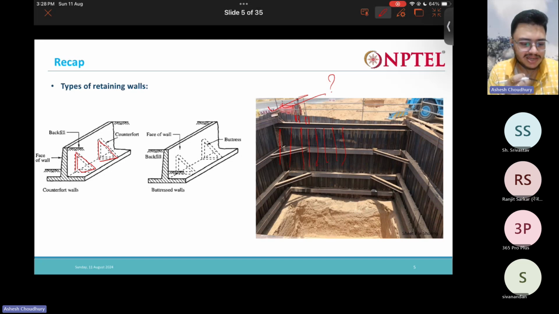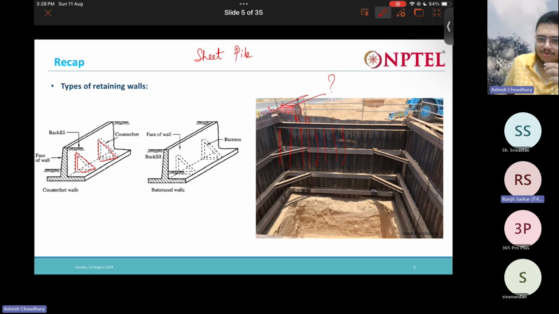So these are actually called sheet piles. Okay, sheet pile. These are made of steel, and what we do is drive them into the soil. They are vertical like this, and they get interlocked with each other. These are very heavy, and we can easily drive them into the soil.